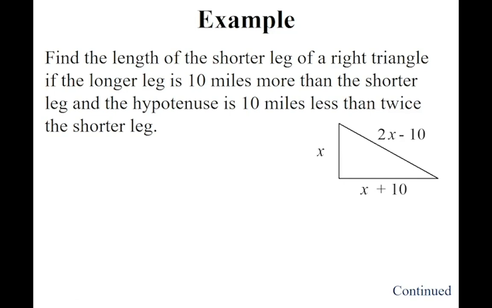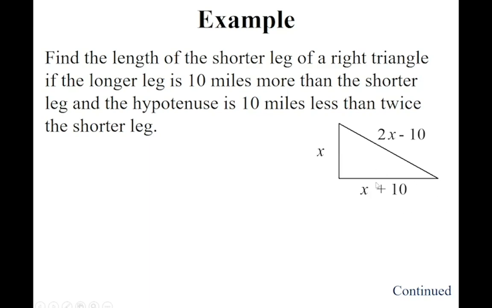So we use the Pythagorean theorem in problems that involve right triangles. Find the length of the shorter leg of a right triangle if the longer leg is 10 miles more than the shorter leg, and the hypotenuse is 10 miles less than twice the shorter leg. Wow, miles. This is a big triangle. So the shorter leg is what we're looking for. That's x.